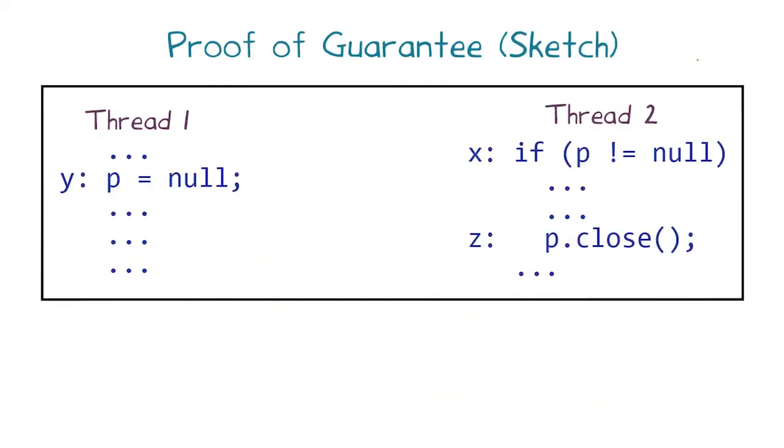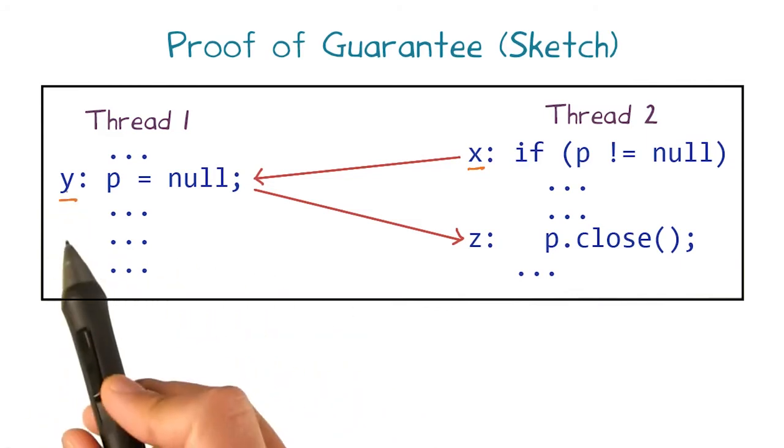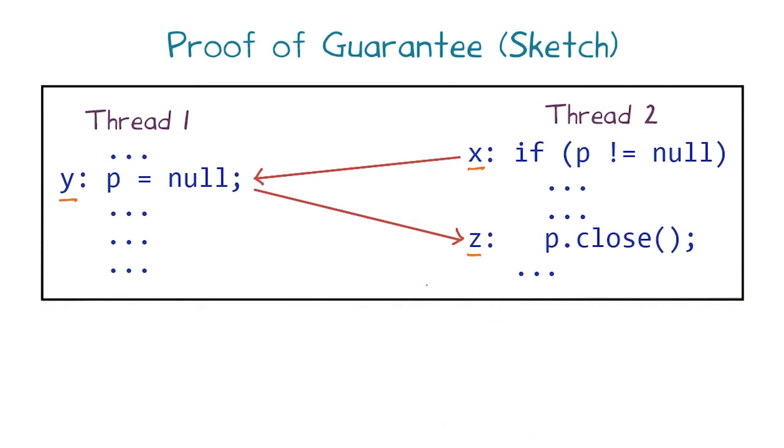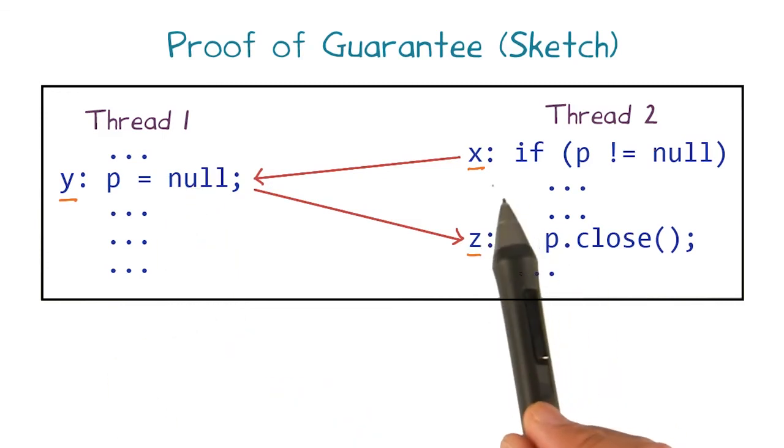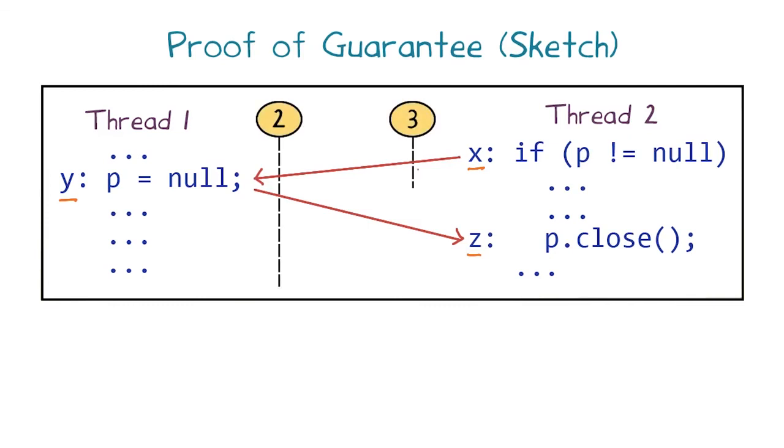Let's use this program again as an example to demonstrate why the probabilistic guarantee holds. To trigger the bug here, statement X must execute before statement Y, and statement Y must execute before statement Z. This order is possible if thread 2 starts with a higher priority than thread 1, ensuring that statement X executes before statement Y. For example, if thread 2 starts with a priority of 3 and thread 1 starts with a lower priority of 2.